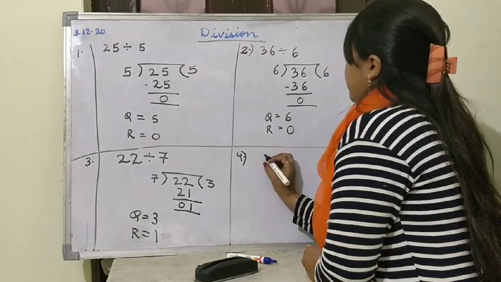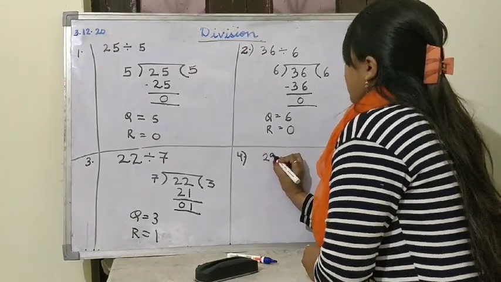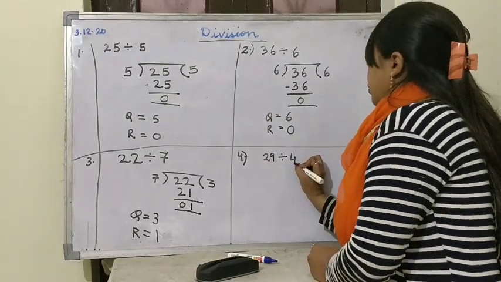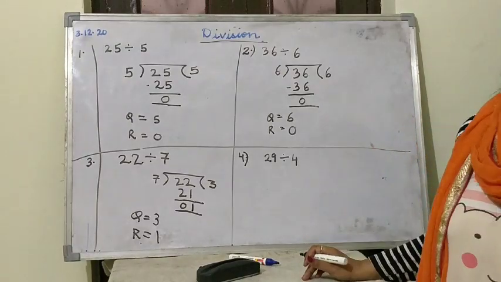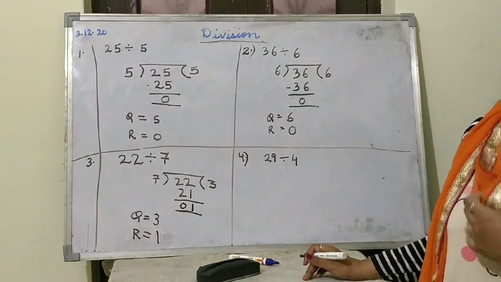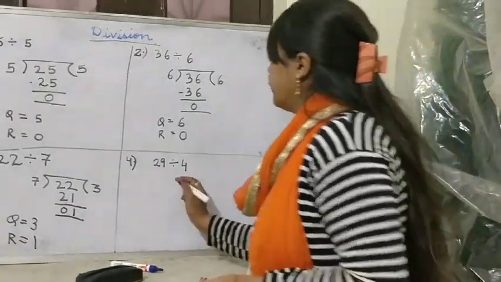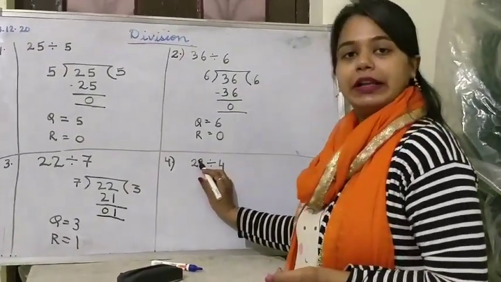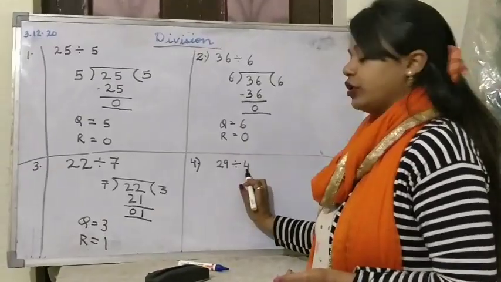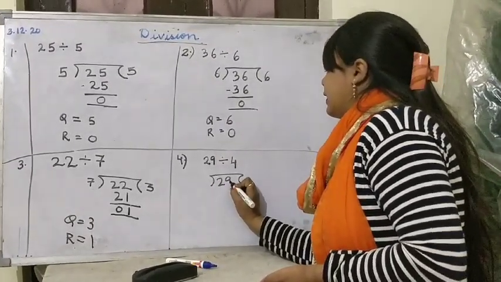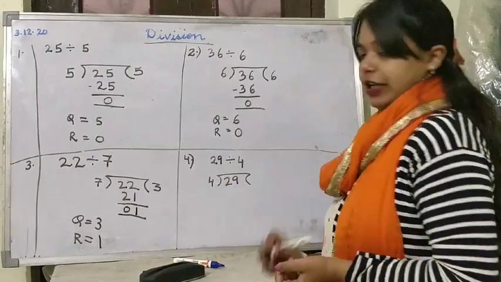Let's do 29 divided by 4. You all know the table of 4, boys? Yes. So what is 29 here? 29 is the dividend and 4 is the divisor. So we will write 29 inside and 4 outside.